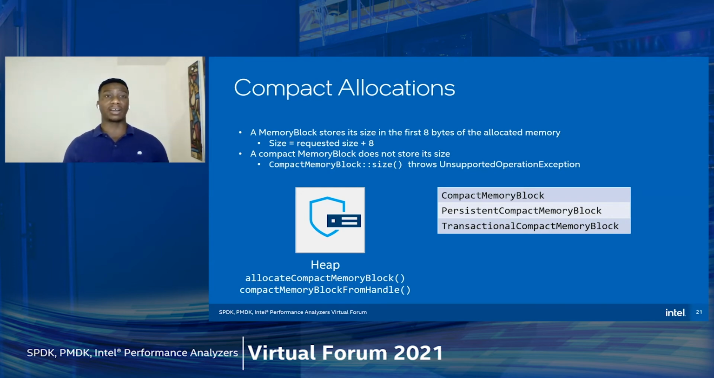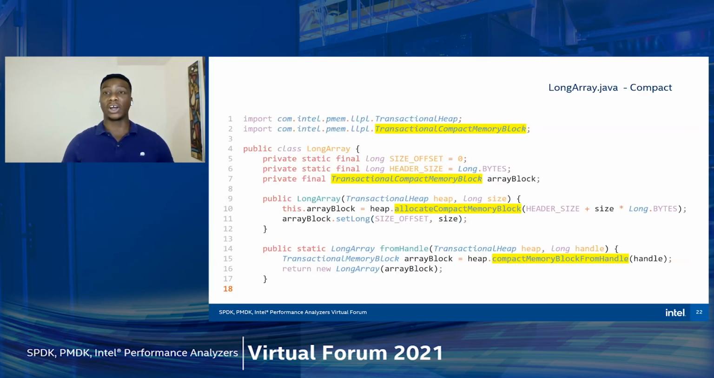In order to create a compact memory block, it's a similar way to the regular memory block. We just call allocate compact memory block and compact memory block from handle. And we also have persistent and transactional flavors of compact memory blocks. So in this long array example, I've just replaced transactional memory block with transactional compact memory block. And on line 10, where we actually do the allocation, the memory block will be 8 bytes smaller. Now, this does not seem like a huge savings, but imagine once you start having millions or billions of allocations, this size overhead can really add up, especially if you don't need it.